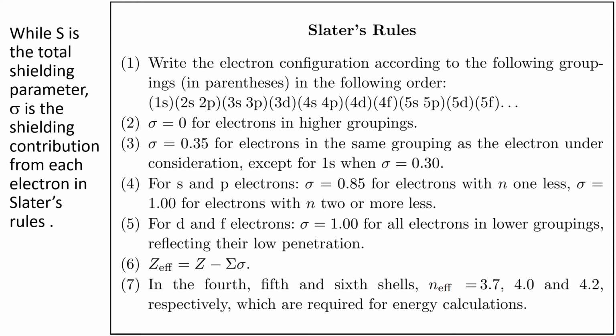And the final point just relates to the fact that for higher shells, we also tweak the n value. But we're not really going to look too much at higher shells. It's a bit too laborious, really. So there we are. They're Slater's rules. Probably worth taking a screenshot of this or something. They're very worthwhile rules. We can do a lot with them.